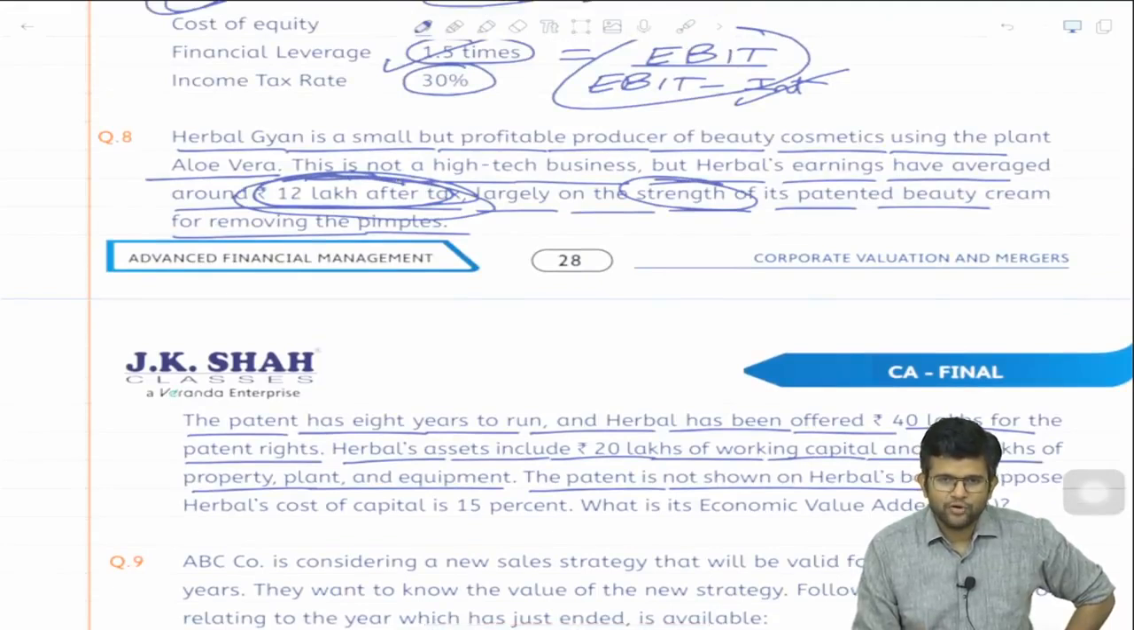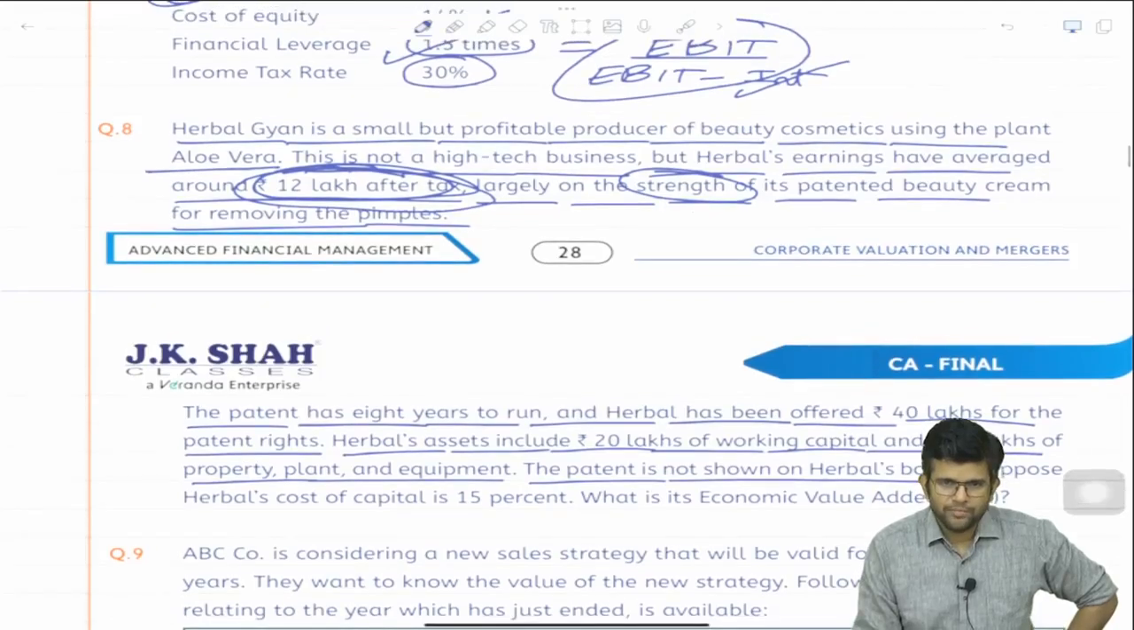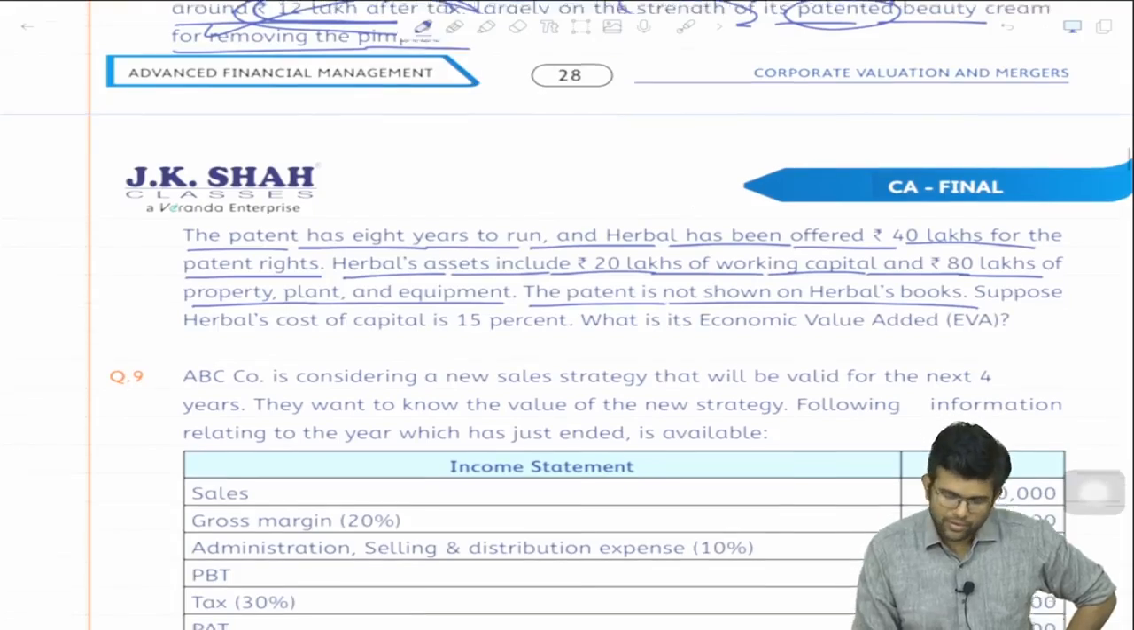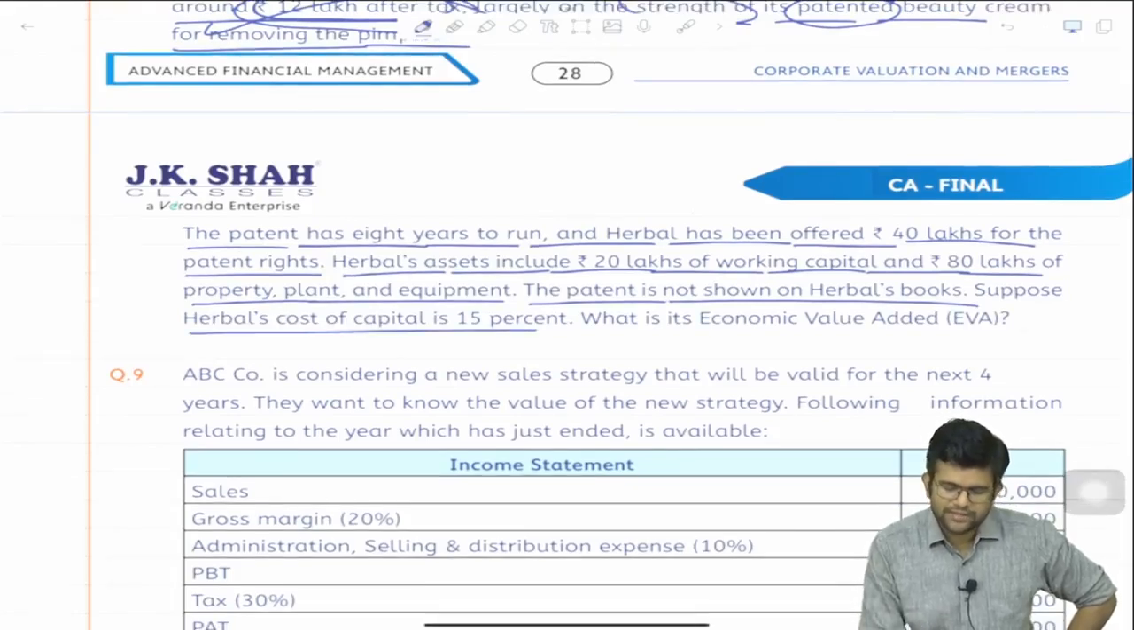So do you realize that we will have to change the asset value? We will have to include it. It is because of this patent that you are earning so much money. Then can I say the value of the patent should also be in the capital employed when you are calculating EVA? Herbal's WACC is 15%.